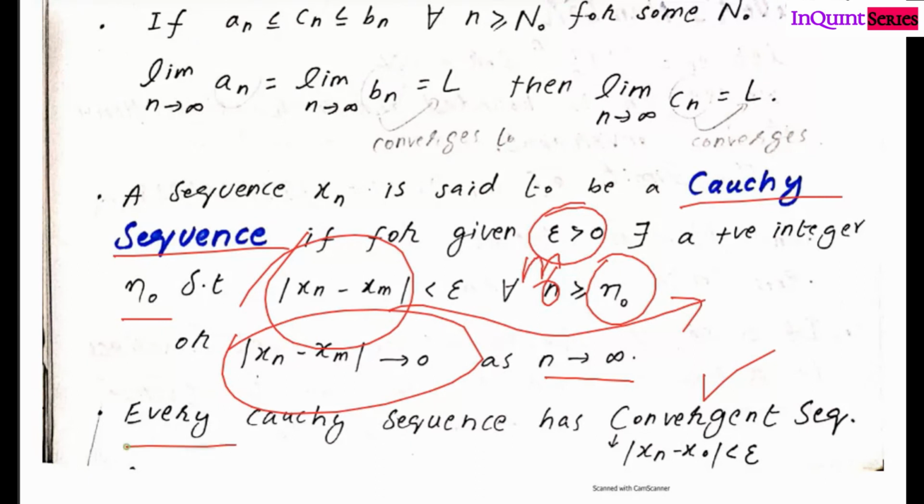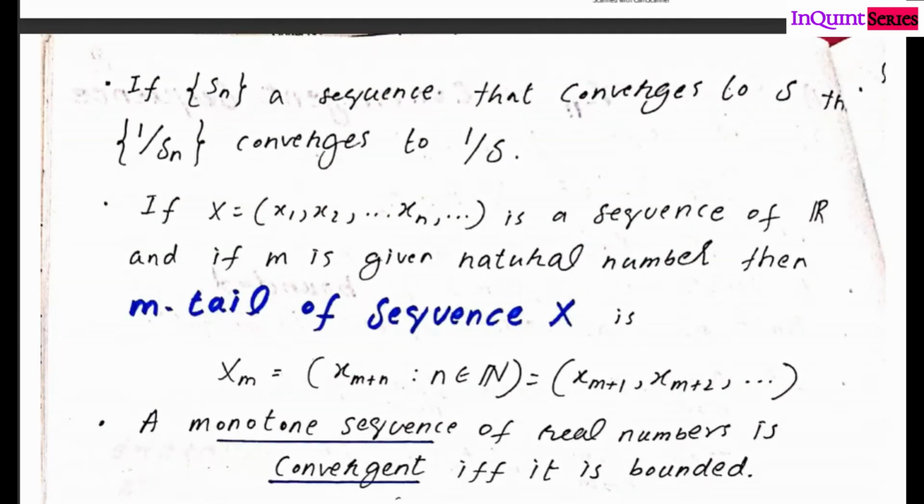That is a result. Now move towards the next key point, and here is some result. If Sn is a sequence that converges to some S, then 1 over Sn converges to 1 over S. We can prove it also, and I will prove it in my coming videos, you guys can follow.